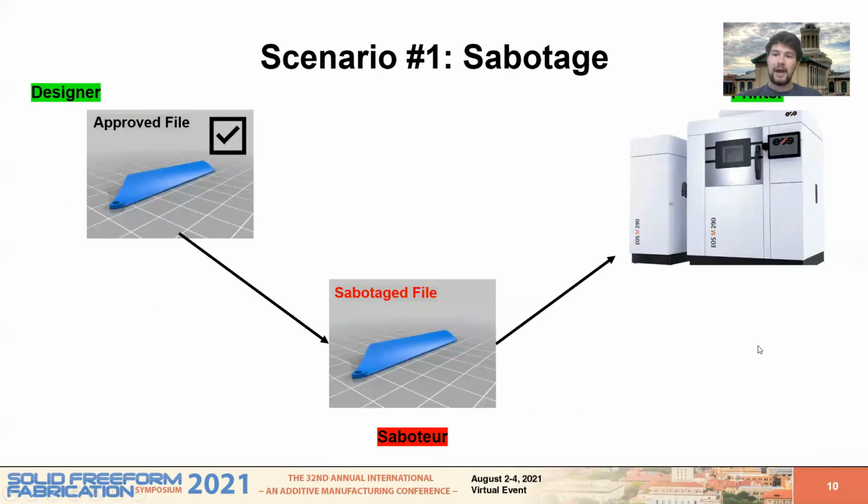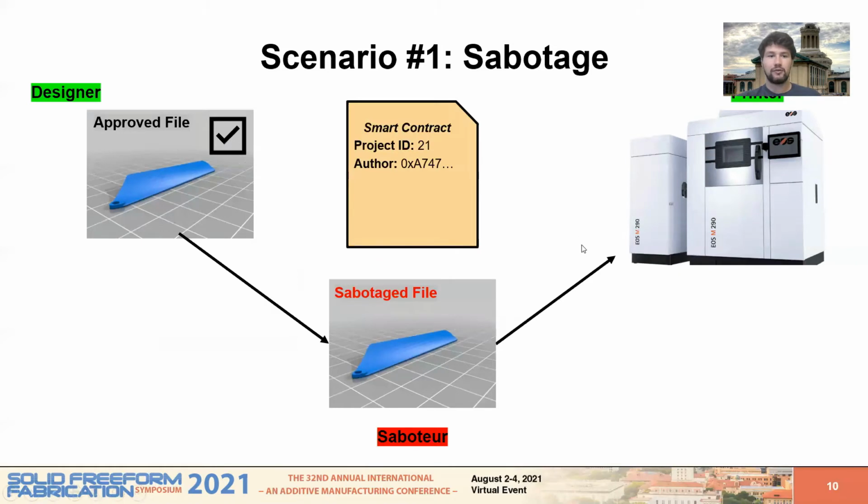So again, here's a schematic of this attack. Again, our saboteur is intercepting the file. And how do we verify authenticity of the part? Where do we store that file hash essentially, so that our printer can independently verify for themselves that they have the proper, approved file?